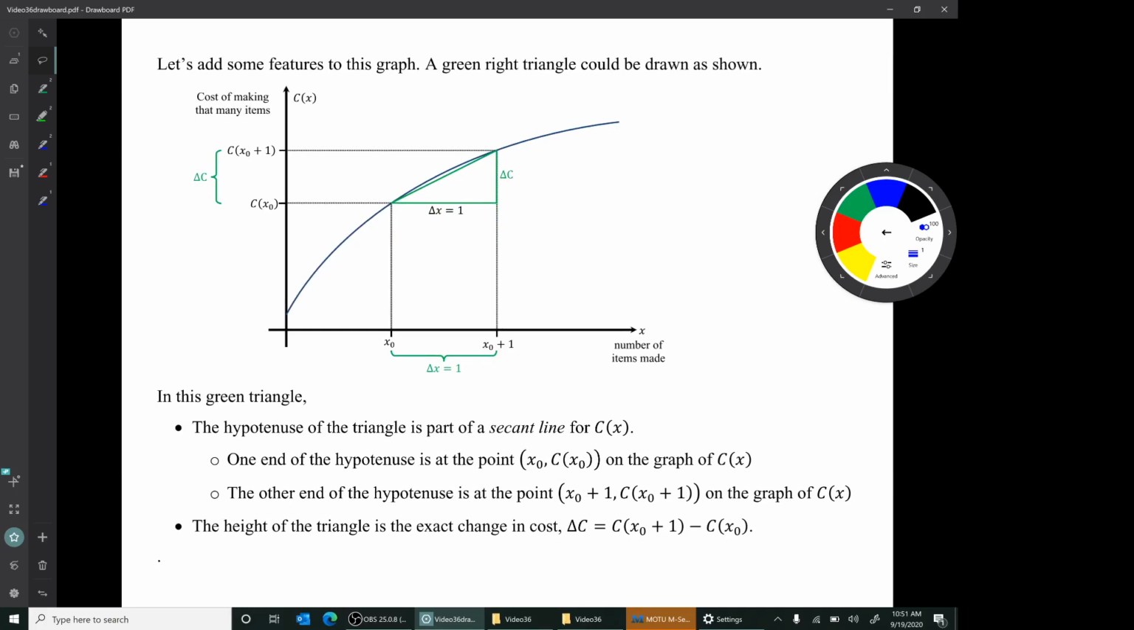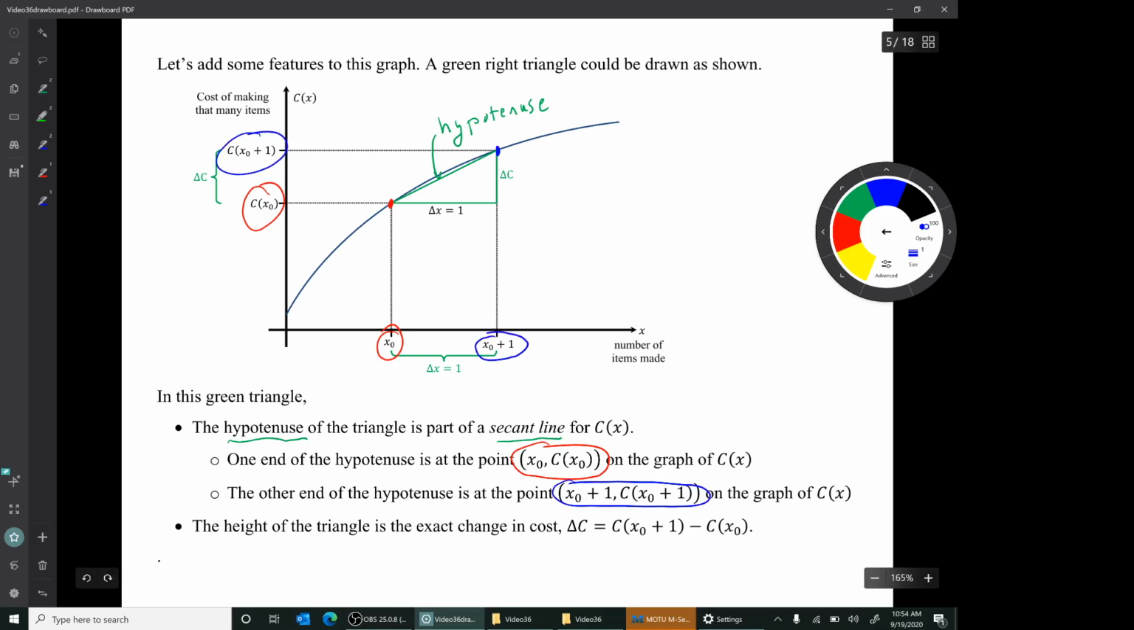I want to add a feature to this graph. I want to add a green right triangle as shown in this picture. Notice a couple of things about this green triangle. First of all, the hypotenuse of the triangle is part of a secant line for the function. One end of the hypotenuse is at this point on the graph, this red point. Those are the x and y coordinates of that point. The other end of the hypotenuse is at this point on the graph, that blue point. There's the x coordinate and there's the y coordinate. And the height of the triangle is the exact change in cost.